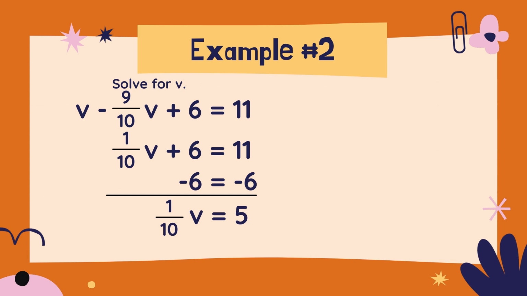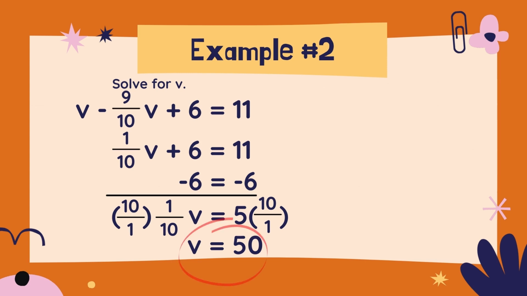Now we have a one-step equation remaining. V is being multiplied by 1/10, but to undo that, we have to multiply both sides by the reciprocal of 1/10, because 10 over 1 times 1 over 10 will equal 1, and that's our goal, to get 1v on the left. So multiply both sides of the equation by 10 over 1. The left side is just v, while the right side is 5 times 10, which is 50.